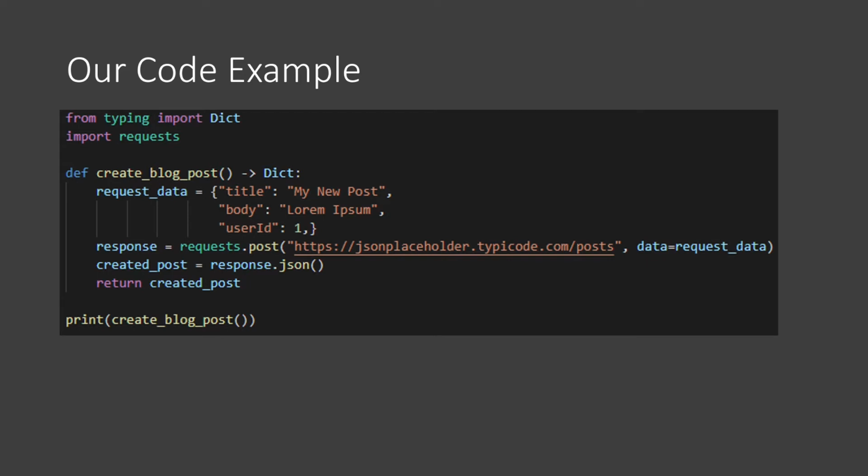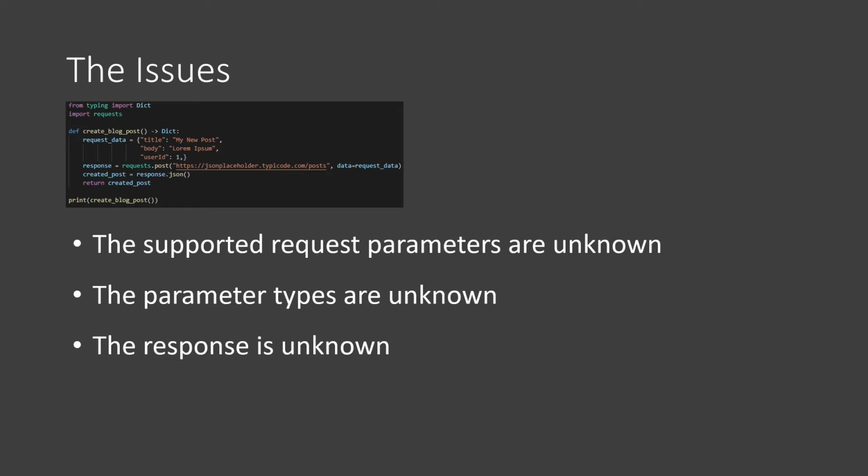So what are the issues here? The supported request parameters are unknown. In this example we are sending title, body and user ID to this service, but how can we be sure that these are the only arguments that the API can accept? The parameter types are also unknown. How do we know what types we are supposed to send to this API? While in most cases we can infer this, it is still nice to be explicit.